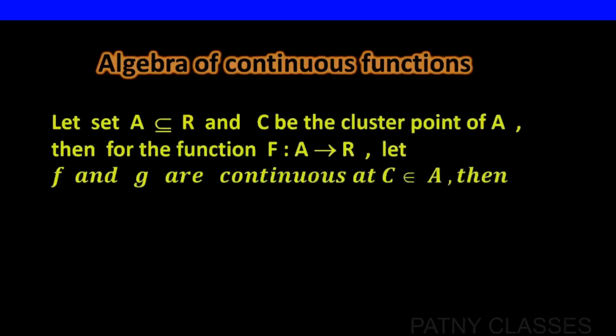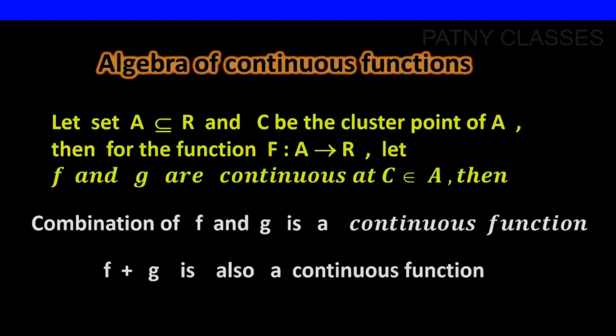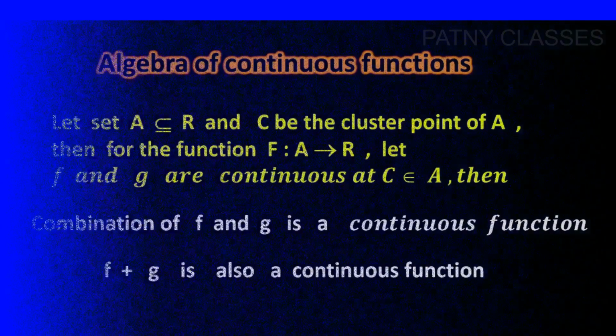Let set A be a subset of R and let C be the cluster point of A. Then for the function A to R, let us consider the two functions f and g which are continuous at C. C is the cluster point and point C belongs to the set A. Then the combination of functions f and g is also a continuous function, that is f plus g is also a continuous function.